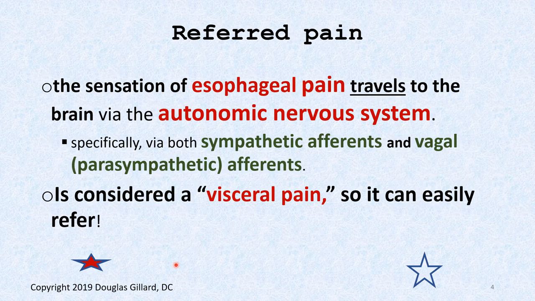Now, there are no somatosensory nerves like you have in your fingertips, so the sensation of pain travels via the autonomic system: both the parasympathetic, aka vagal, afferents, and sympathetic afferents. Those aren't very good at letting the brain know exactly where the pain is coming from, so the brain gets a little confused and starts naming other similar parts even though there's nothing wrong. This is considered visceral pain.